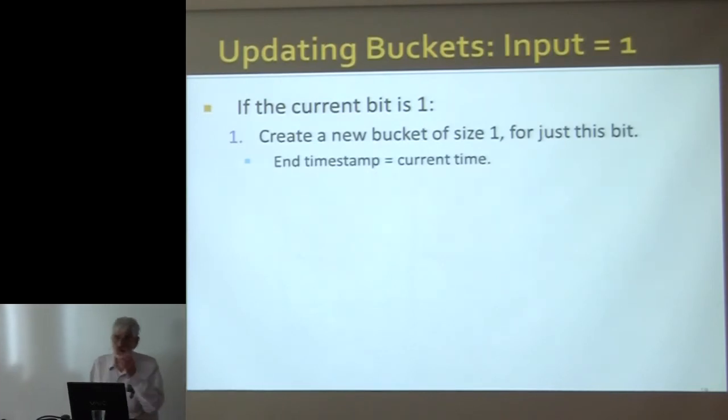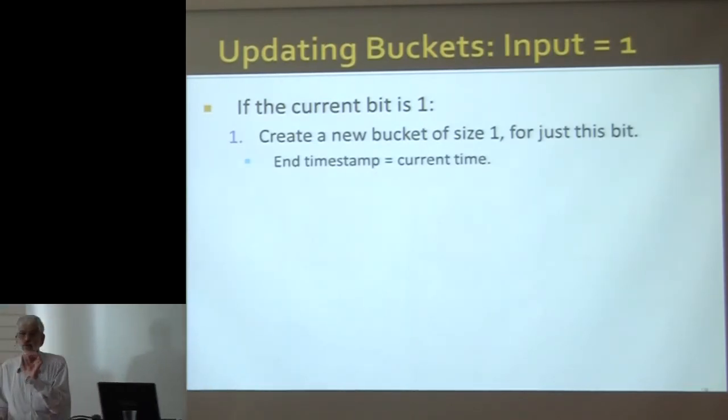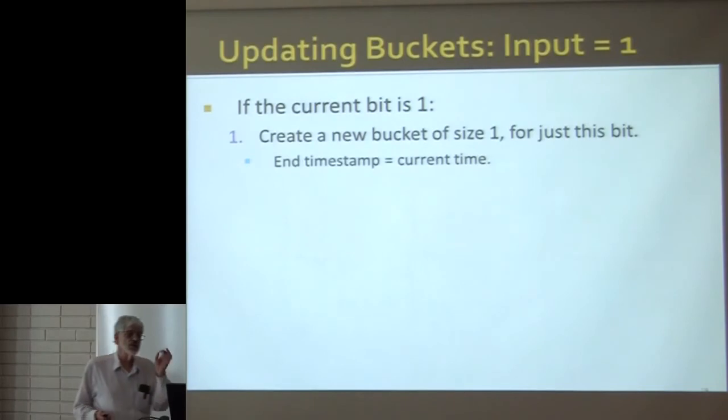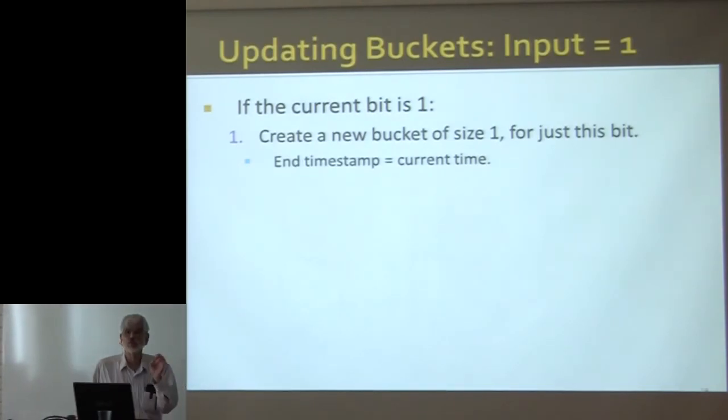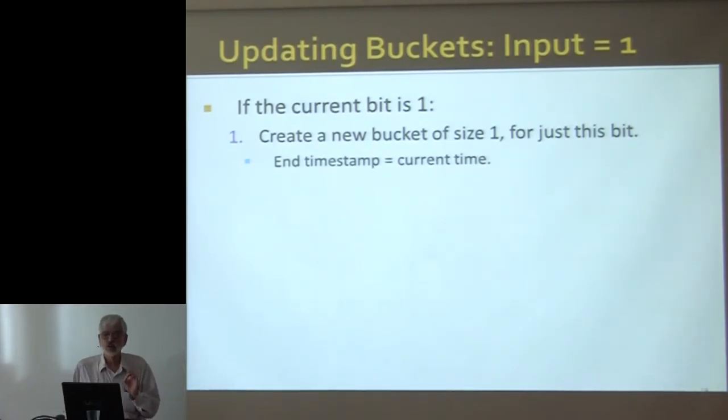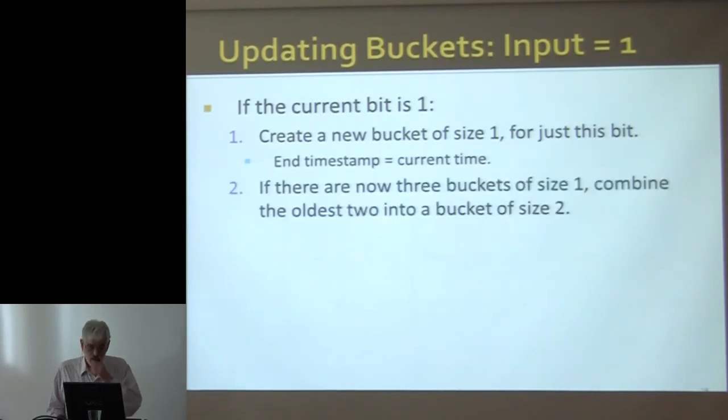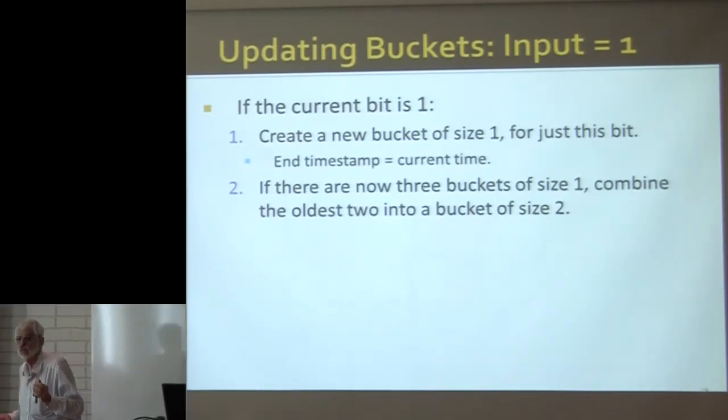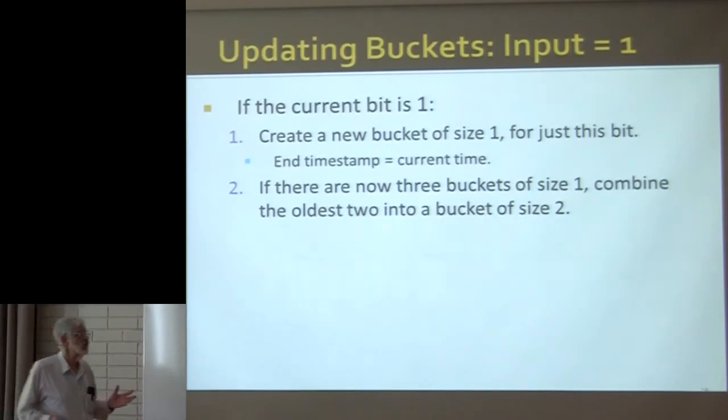Well, first of all, we're going to create a bucket with just that 1. That is, it will have the timestamp. The end timestamp is the current time, and the log of the size is 0. Okay, it's a size 1. The trouble is, if I had 2 buckets of size 1, now I have 3 buckets of size 1, and that's illegal. So what do?